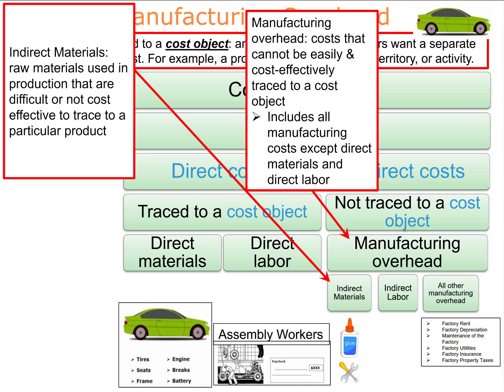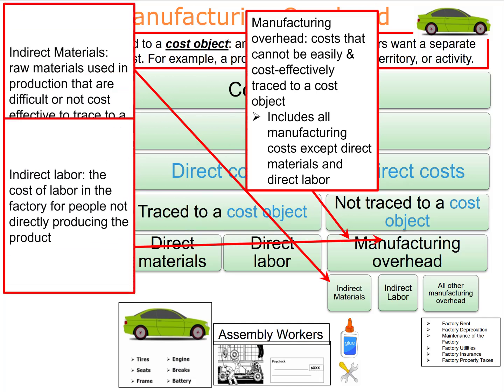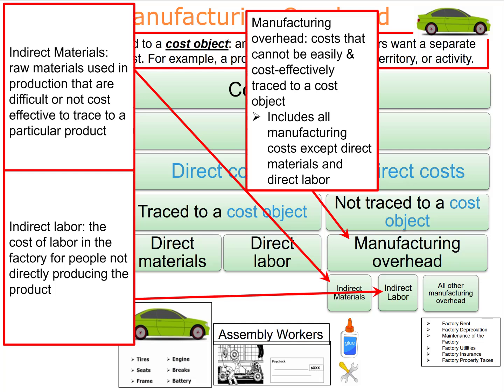Another category of manufacturing overhead is indirect labor, which is the cost of labor in the factory for people who do not directly produce the product. Gabriella's examples are the factory janitor and the factory supervisor. All other indirect product costs that would be included in manufacturing overhead would be factory rent, factory depreciation, maintenance of the factory, etc. Now that we've reviewed manufacturing overhead, let's see how Gabriella's guitar shop would handle the cost of indirect materials.